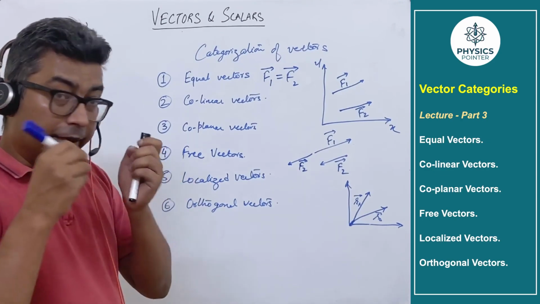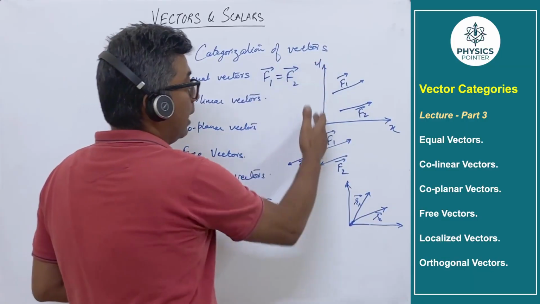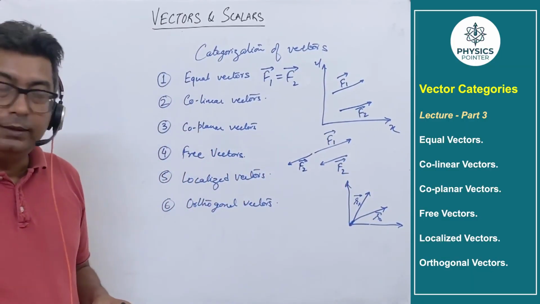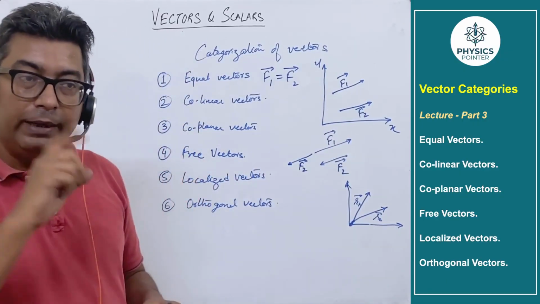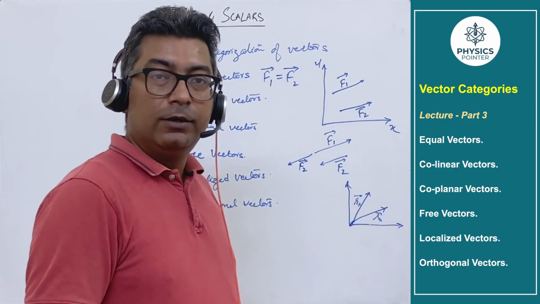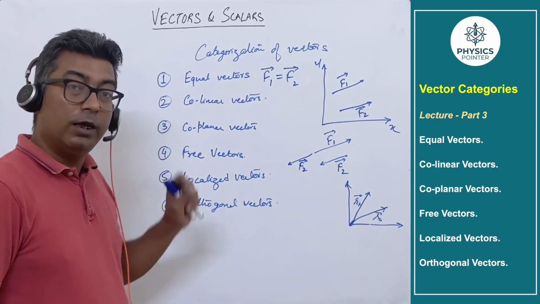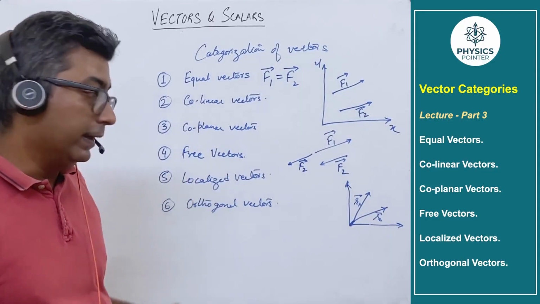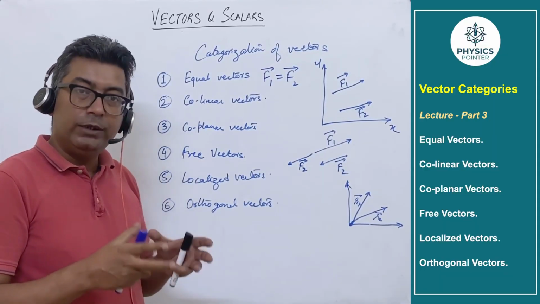So these are orthogonal. A great example of orthogonal vectors is the Cartesian coordinates x, y, and z. All of them are orthogonal to each other. They all make 90 degrees with each other. So they are the classic example of orthogonal vectors. All the unit vectors i, j, k are orthogonal vectors. Clear?